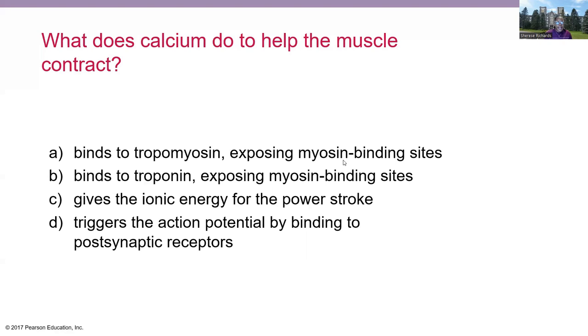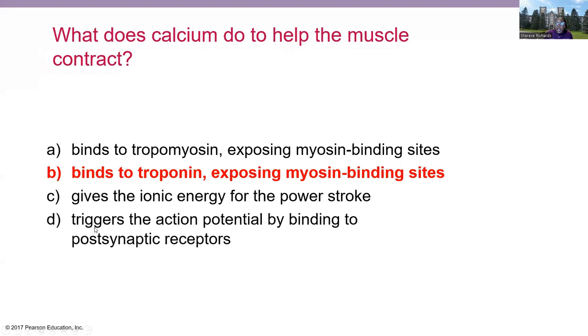So B is binds to troponin, exposing myosin binding sites. This is correct. Remember, calcium is what helps to regulate this cross-bridge cycling, turn it on and off. And so it's going to bind to troponin. Remember, troponin had three different spots: one to bind to actin, one to bind tropomyosin, and one to bind the calcium. The one that binds the calcium is what causes a configurational change in the entire troponin and then causes the tropomyosin to be dragged from the myosin binding sites. So the answer is B here.